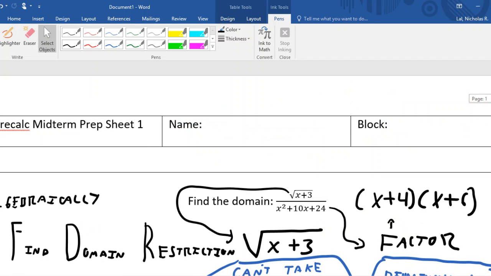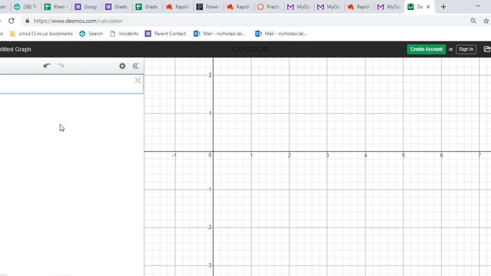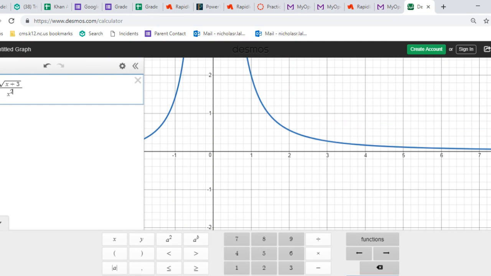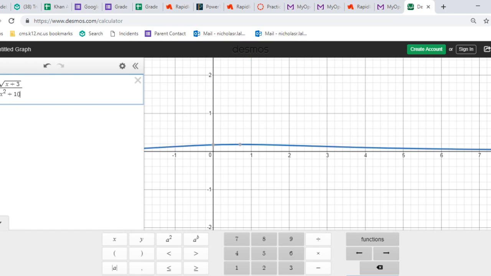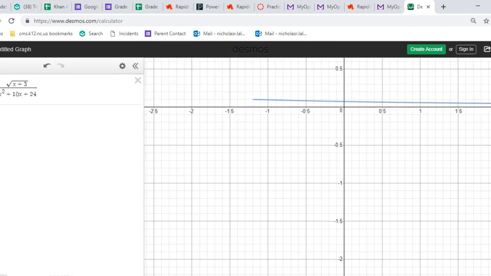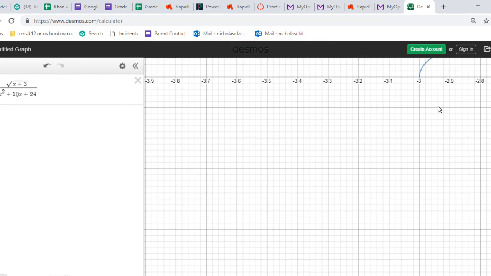All right, square root of x plus 3 over x squared plus 10x plus 24. All right, let's look at this function. Where does it start? The last real value here, just graphing on Desmos, is -3, 0 inclusive.